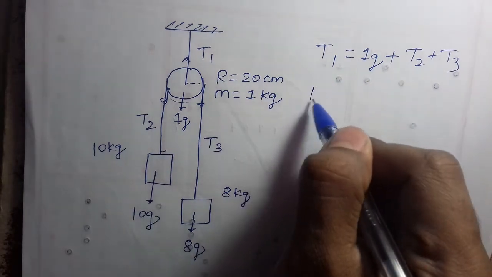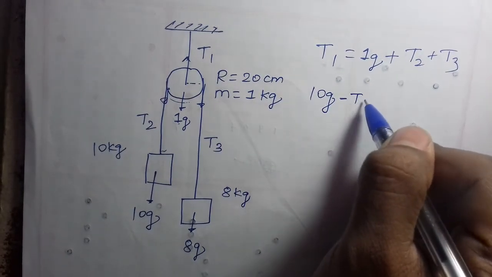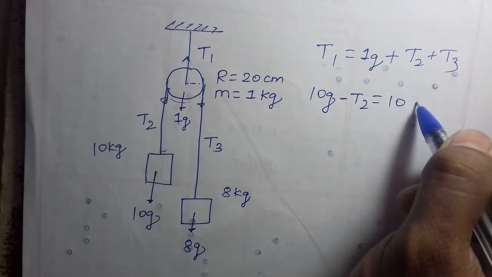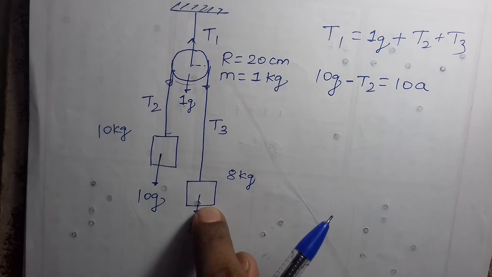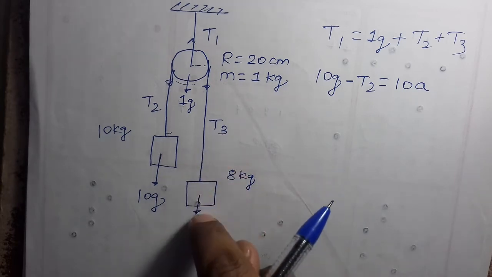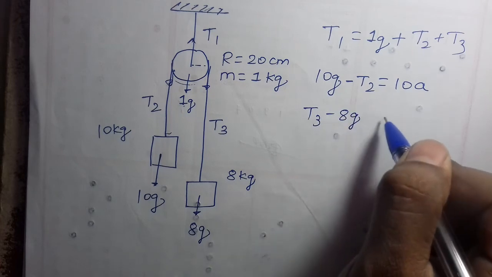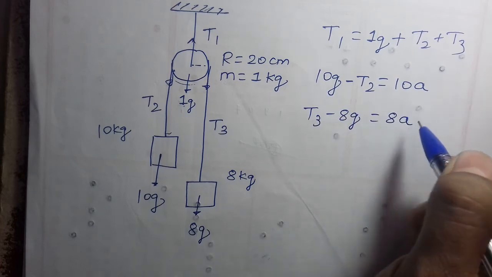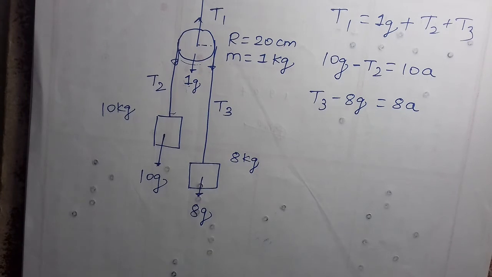Second, we have to write equation for 10G. Total force is 10G minus T2. 10G minus T2 is equal to 10A. Third equation we will write for 8 kg. It is moving in upward direction because T3 is more. So force is T3 minus 8G is equal to 8A. Next, the third equation is different for massive pulley.